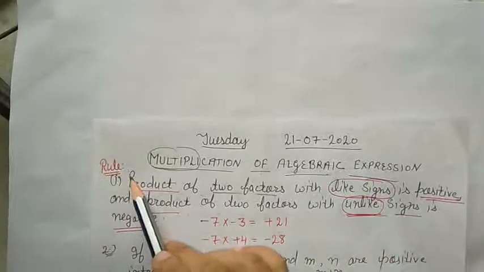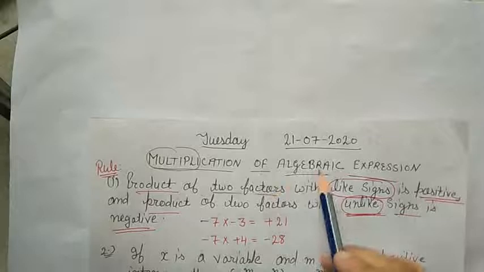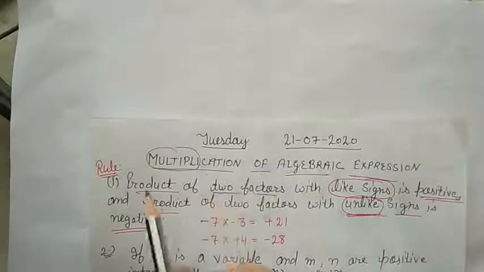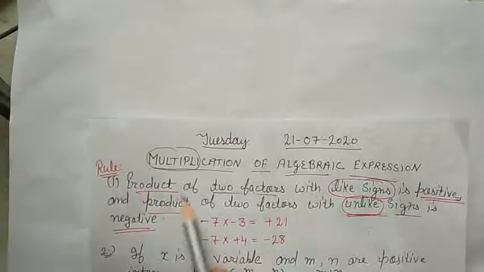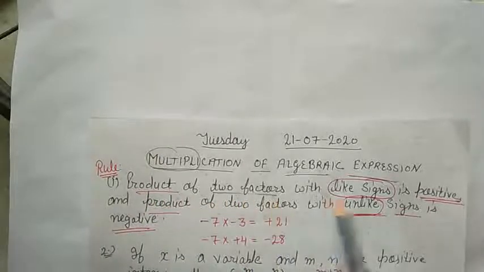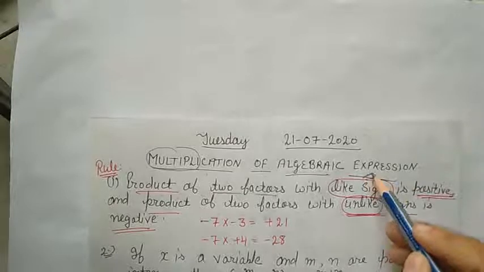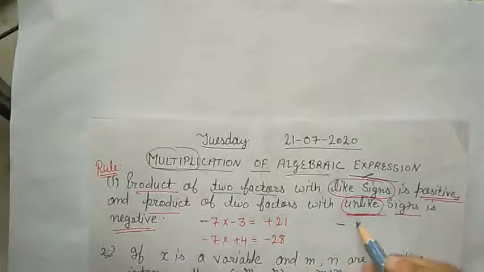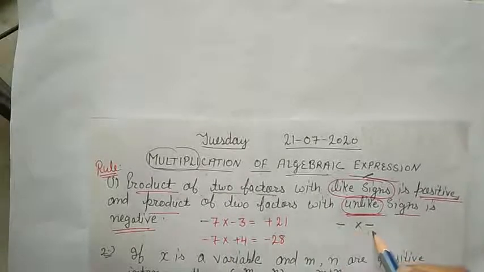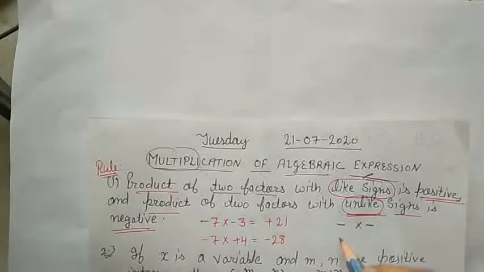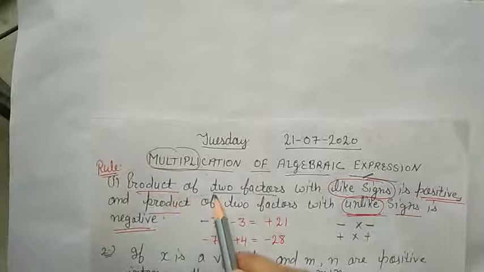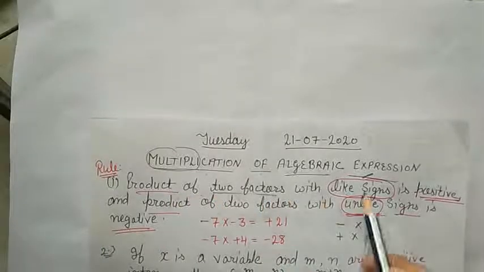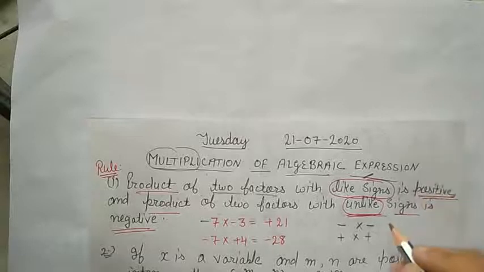There is one rule for the multiplication of an algebraic expression, and the rule is: product of two factors with like sign. There is one word, that is like sign. If we have two factors with like sign, it means both the signs will be the same, or you can say positive multiply positive. Product of two factors with like sign is positive.